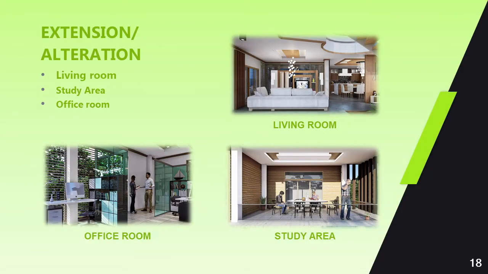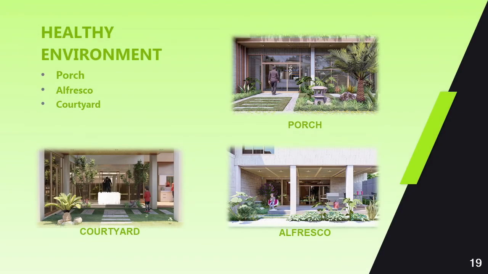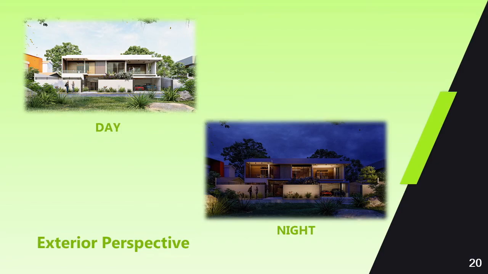For the living rooms, study area, and office rooms, extensions or alterations may sometimes be necessary to create a greener environment. The porch, alfresco, and courtyards shall be planted with green grasses, soft gates, and be beautifully landscaped to create a healthy environment. This is how the exterior perspective looks like during the day and during the night.